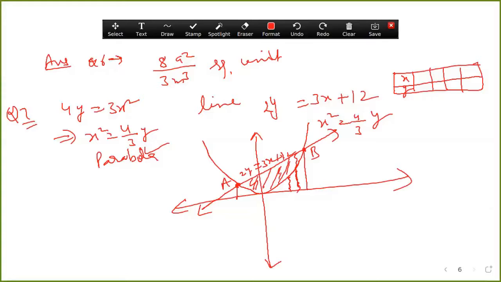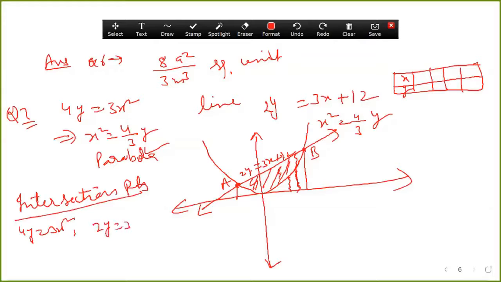The required area will be equal to, first of all, you have to find the intersection points by solving 4y is equal to 3x square and 2y is equal to 3x plus 12. Put the value of y from the line and you will get two intersection points. The value of x is minus 2 and 4.